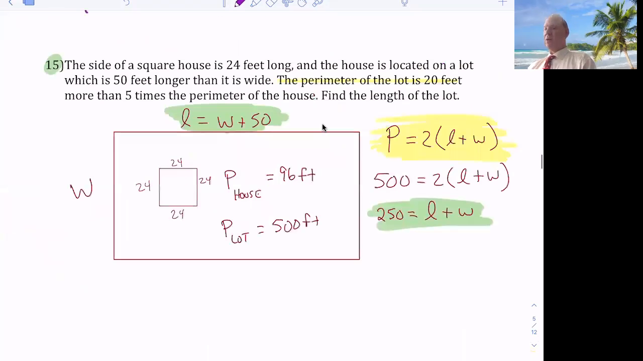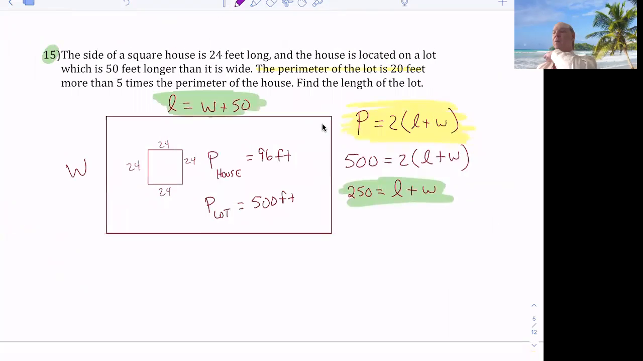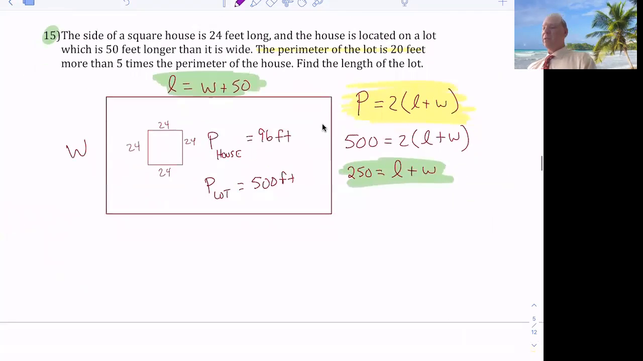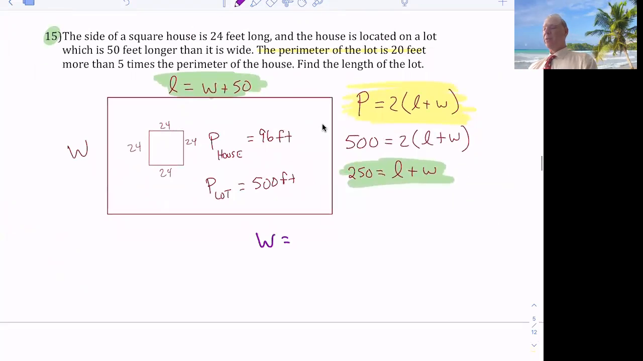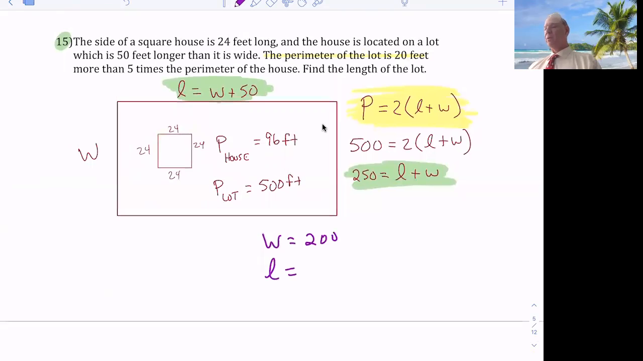All right, down here, can somebody tell me what the length and width are? The width is how many feet and the length is how many feet? Come on, guys, it just means you're not doing your homework if you can't tell me. Thank you, good for you, Sienna. The width is 200. Then if the width is 200, the length is 50.